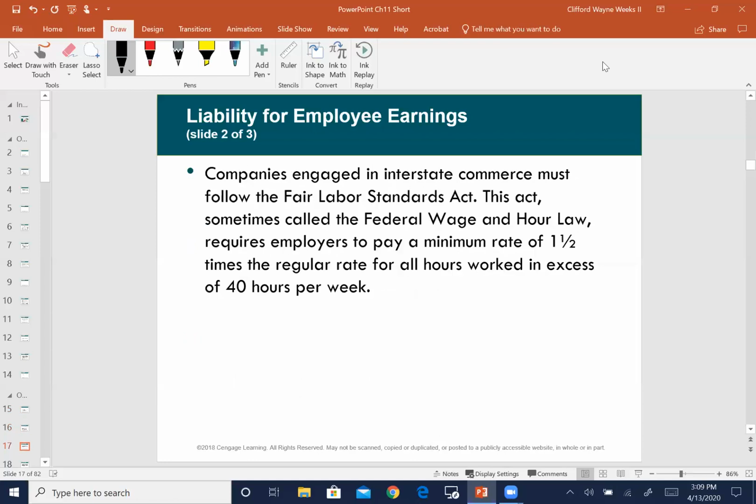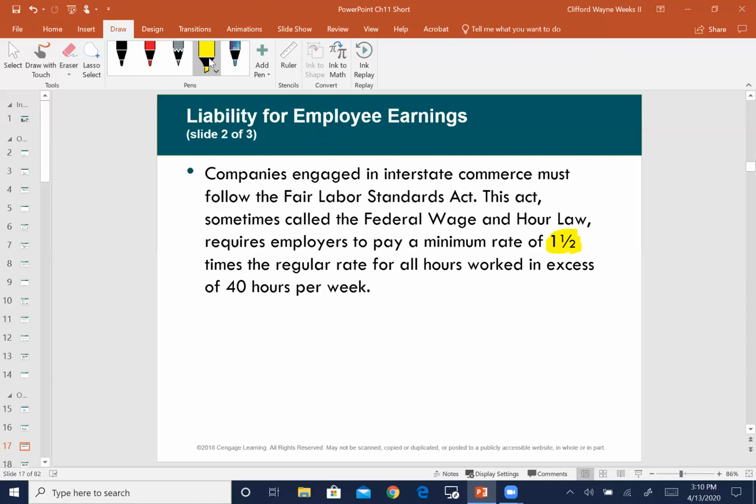The salary or wage of an employee may be increased by bonuses, commissions, profit sharing, or cost of living adjustments. So companies engaged in interstate commerce must follow the Fair Labor Standards Act. As part of this act, for any employee who is hourly, if they work over 40 hours within a given 7-day time period, that employer has to pay time and a half, or 1.5 times their regular hourly rate.